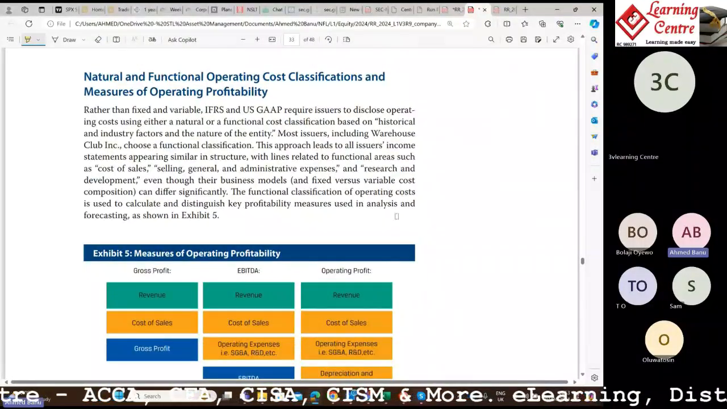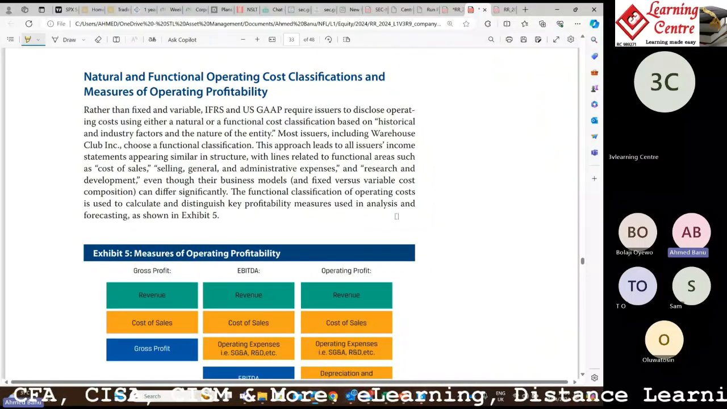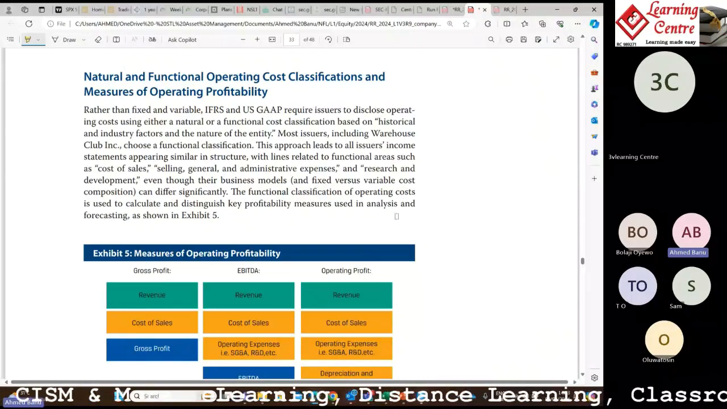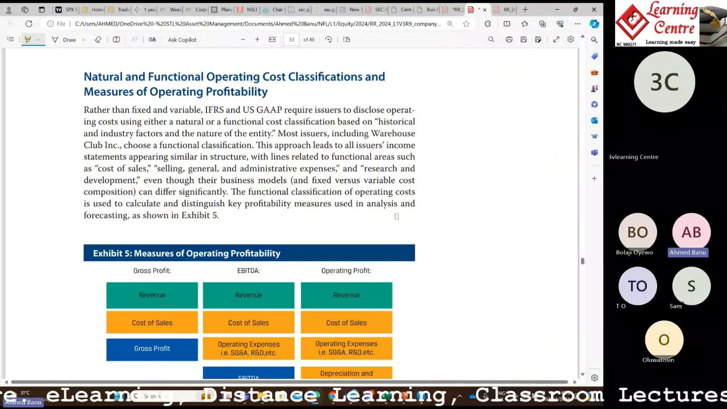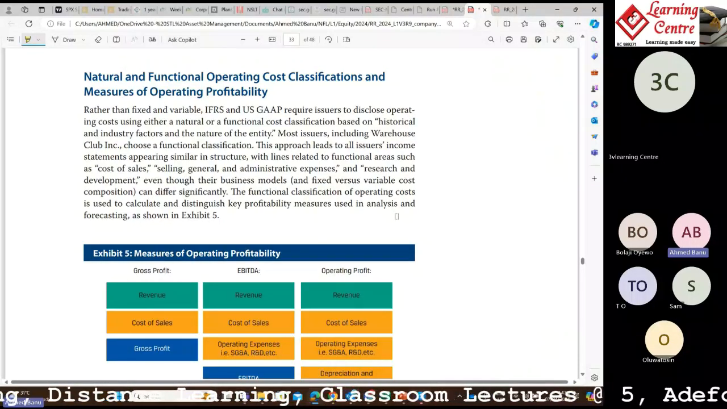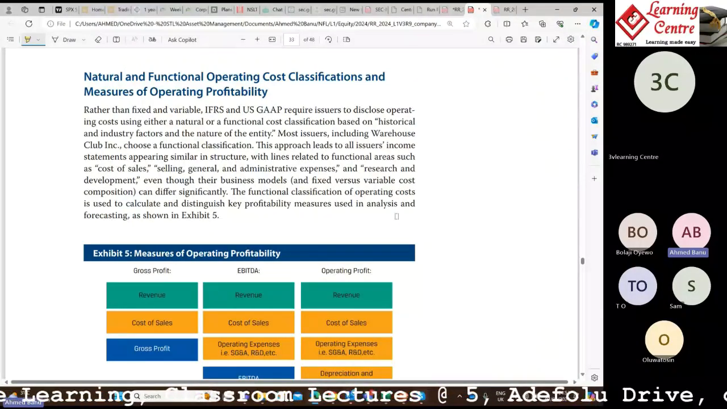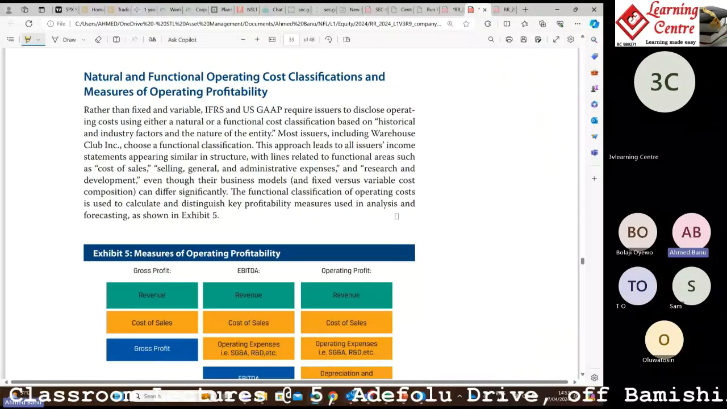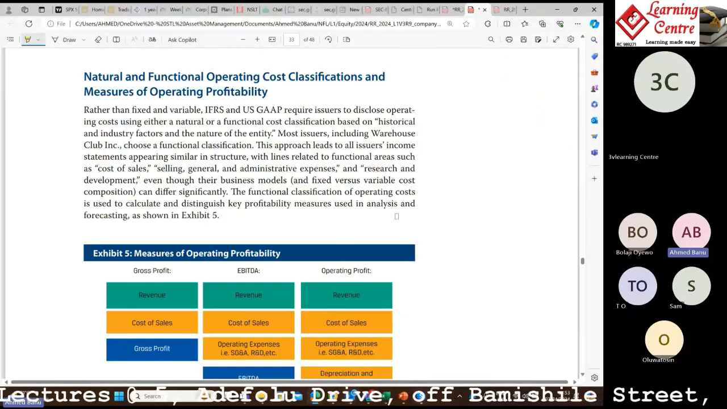Now, the next is natural and functional operating cost classification and the measures of operating profitability. Rather than fixed and variable costs, IFRS and US GAAP require issuers to disclose operating costs using either a natural or a functional cost classification based on historical and industry factors and the nature of the entity. Most issuers choose a functional classification. It's mostly functional that people use.